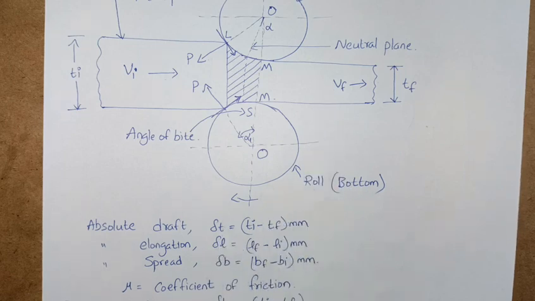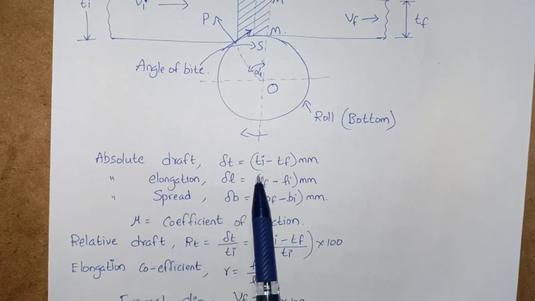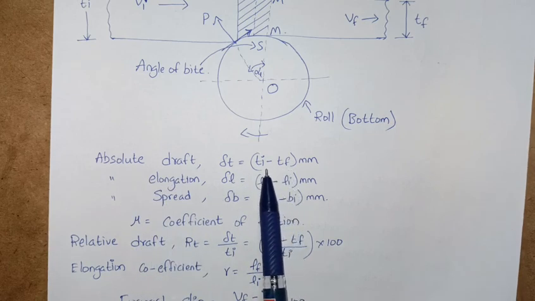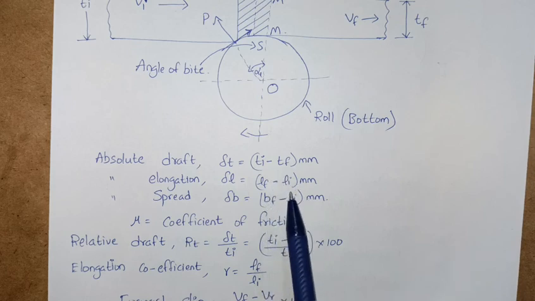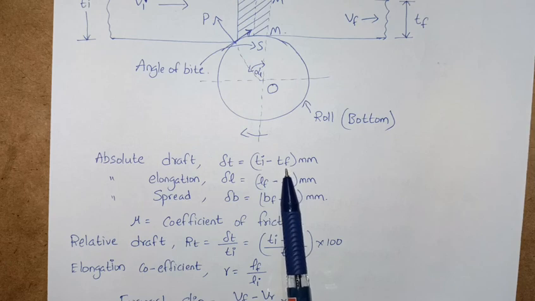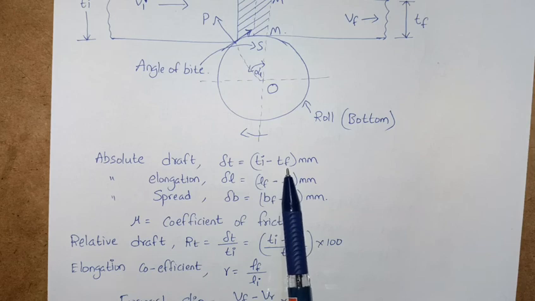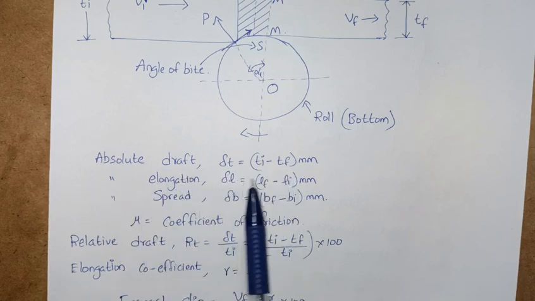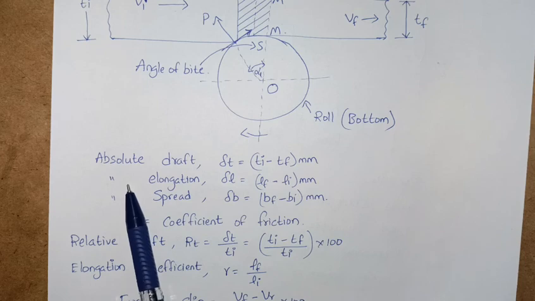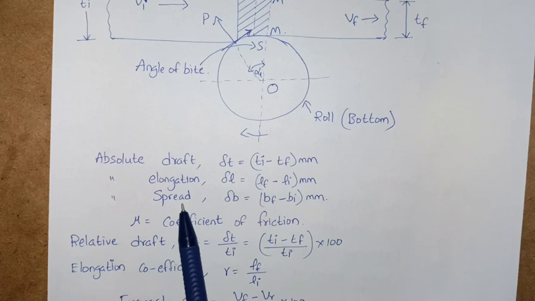Now we'll see the exact things related to this diagram. This is the absolute draft, delta T. First we have to know what I and F are. I is the initial thickness and F is the final thickness. I'll repeat it once again: I is the initial thickness and F is the final thickness. So the absolute draft delta T is Ti minus Tf, the absolute elongation delta L is Lf minus Li in mm, and the absolute spread delta B is Bf minus Bi in mm, and mu, we know, is the coefficient of friction.